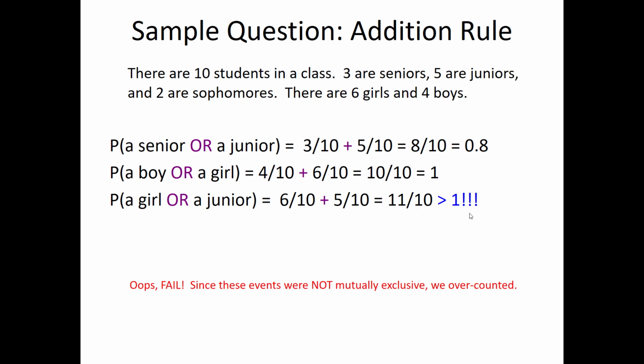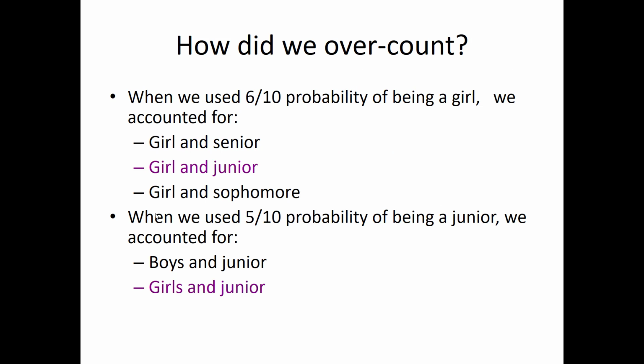So why did that happen? Why did we compute this probability of being greater than 1? What happened was we double counted or overcounted. And what did we overcount? Well, we didn't take into consideration whether or not these two events were mutually exclusive. They are in fact not mutually exclusive, and so therefore we have to take that factor into consideration when we compute probabilities of non-mutually exclusive events.